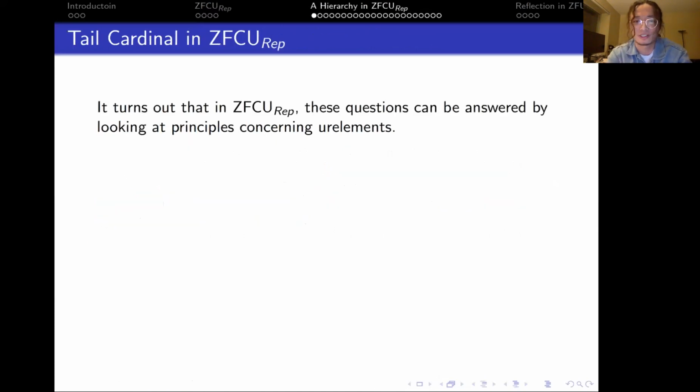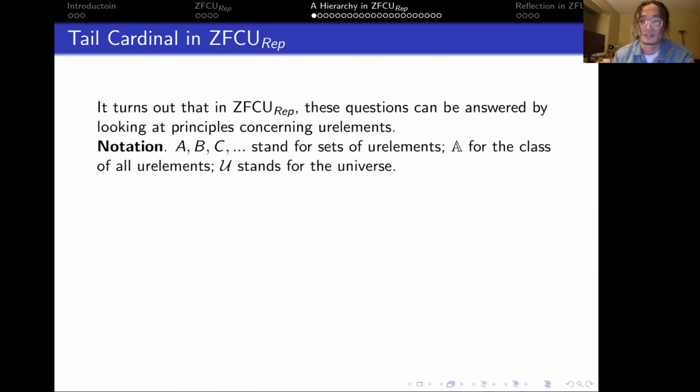So it turns out that in ZFCU with replacement, these questions can be answered by looking at some principles concerning urelements. So let me introduce my notation here, which shouldn't be confusing, I think. Uppercase A, B, C should always stand for sets of urelements. This double-struck A should always stand for the class of all urelements. So it could be a set, it could be a proper class. And U here will stand for the class of everything.